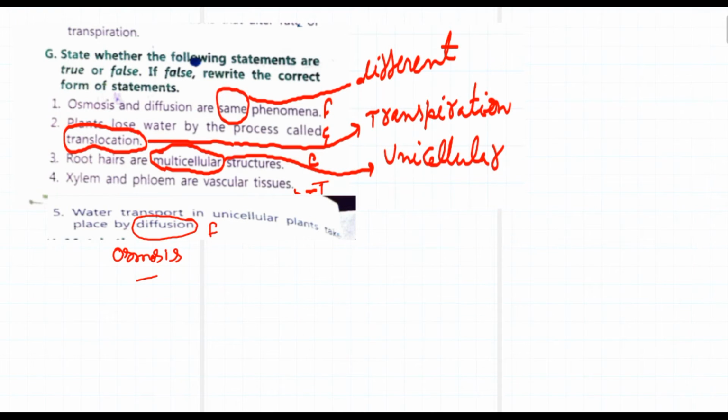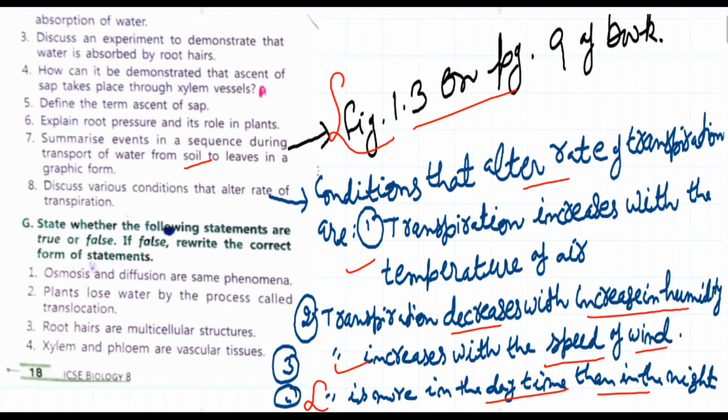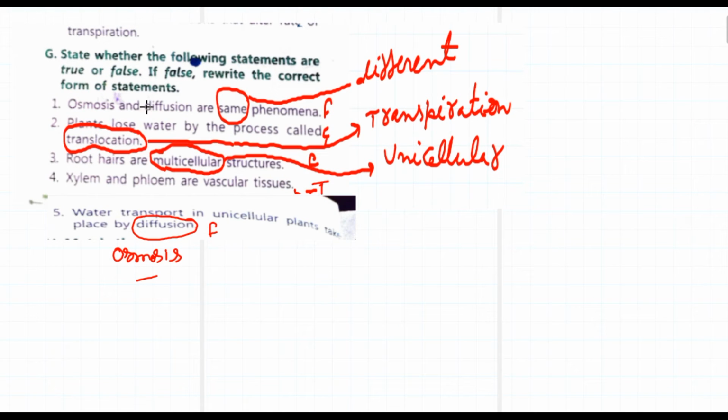Next, we have discussed up to this question, part 8. Now we will move on to the next question. State whether the following statements are true or false. If false, rewrite the correct statements. Osmosis and diffusion are the same phenomenon? No, they are not the same, they are different, because one happens with the help of a semi permeable membrane, right?